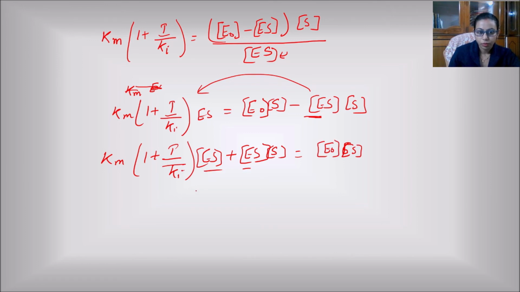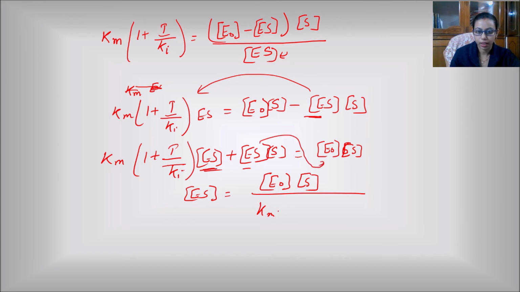ES is common in both, so I will take ES as common, and after taking the common I will transfer the whole species toward the right-hand side. This will become E naught into S by Km into 1 plus I by Ki plus S, because ES is also common here, I have taken it out, so it becomes S.